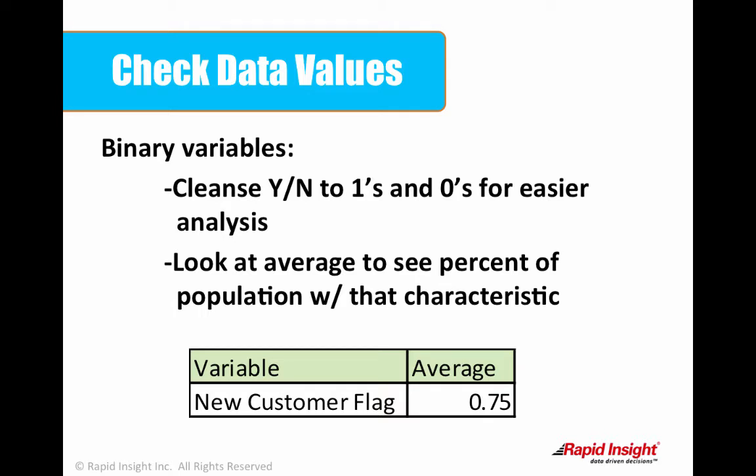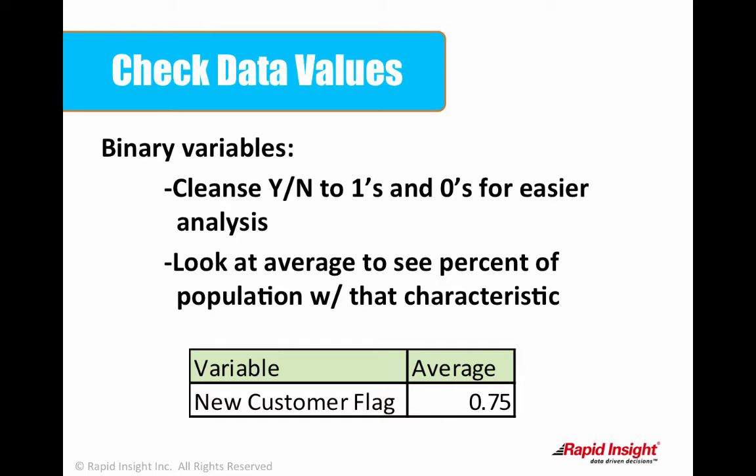For binary variables, we would first cleanse yeses and nos or y's or n's to be ones and zeros. That will make it really easy for us to analyze our binary variables. Next, if we look at the average value for any of those binaries, we can see the percentage of the population with that characteristic. We can check that against our intuition or what we know about our data set just to make sure that things are kind of lining up.